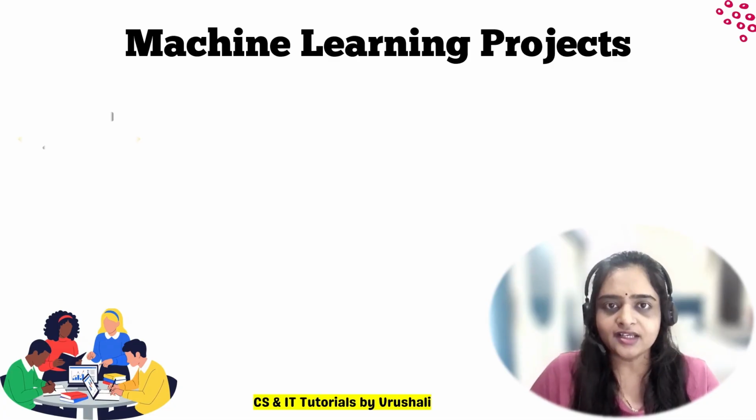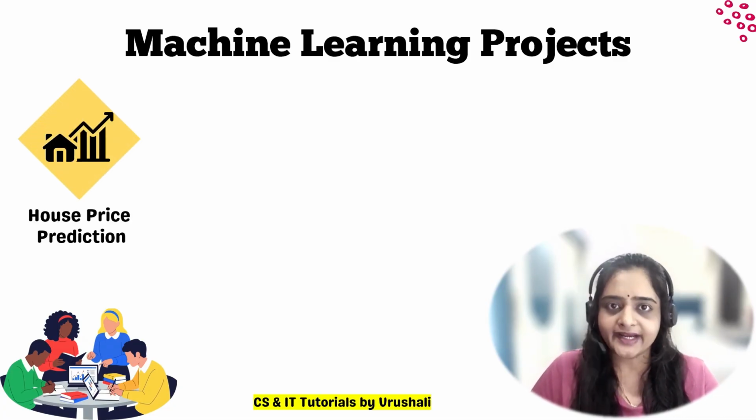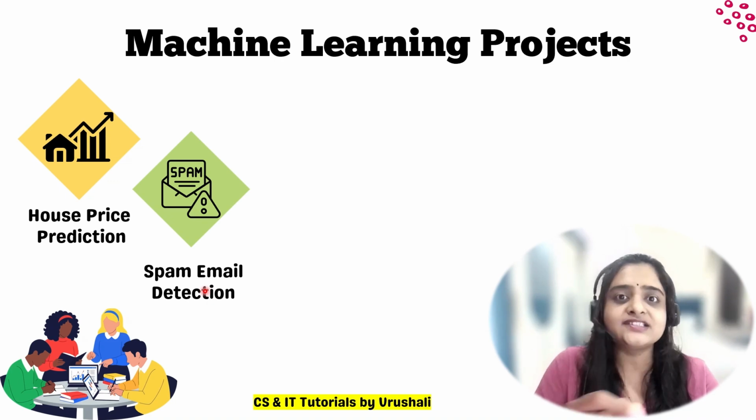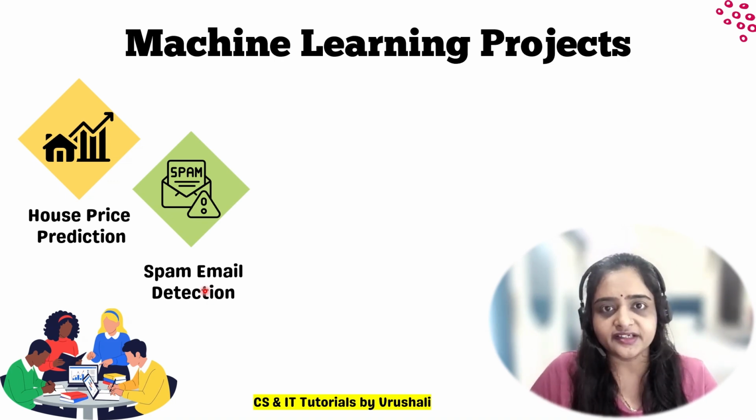After learning machine learning algorithms, it's time to implement them practically. You can start with a project like house price prediction. Here you can use a regression model to predict the house price based on features like size of the house, location, and amenities. So you can learn the regression model practically. The next project is based on a classification model, like spam email detection. Here you can practically implement a classification model to analyze which mails are spam and which mails are genuine.